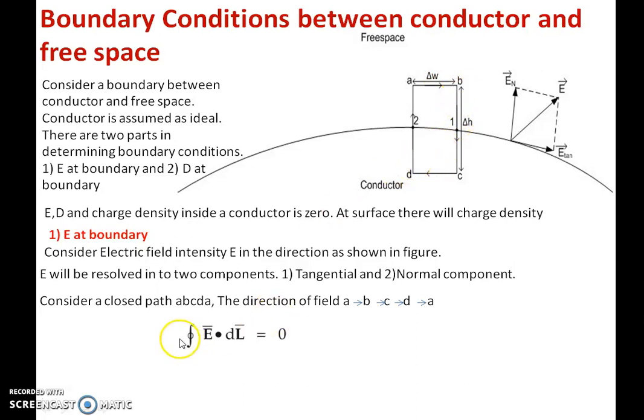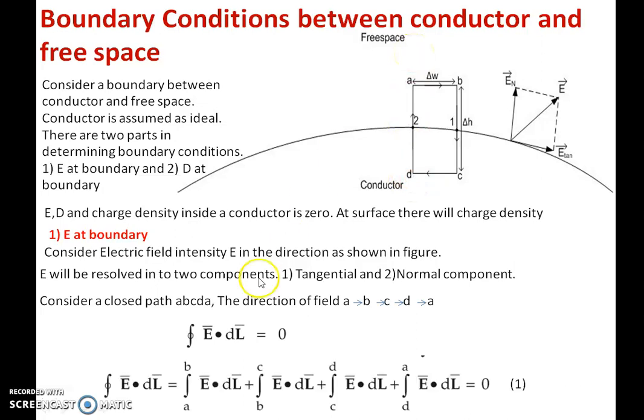So we can split this integral into 4 parts: one from A to B, then B to C, C to D, and D to A. So we can write this integral as the integration A to B of E dot dl, plus integration B to C of E dot dl, plus integration C to D of E dot dl, plus integration D to A of E dot dl, which is equal to 0. I will take this as equation 1.